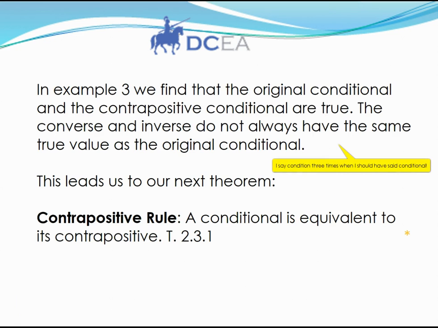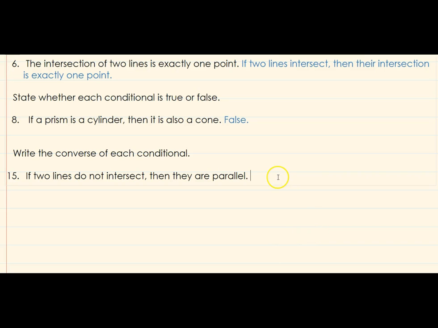In example 3, we find that the original conditional and the contrapositive conditional are true. The converse and inverse do not always have the same truth value as the original conditional. This leads us to our next theorem, the contrapositive rule. A conditional is equivalent to its contrapositive. This is theorem 2.3.1.